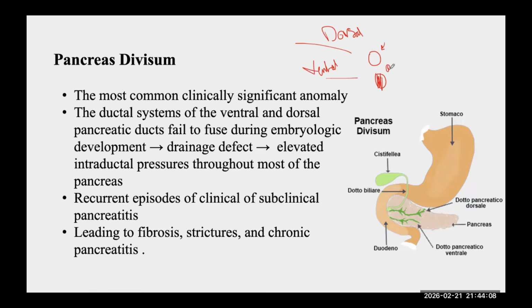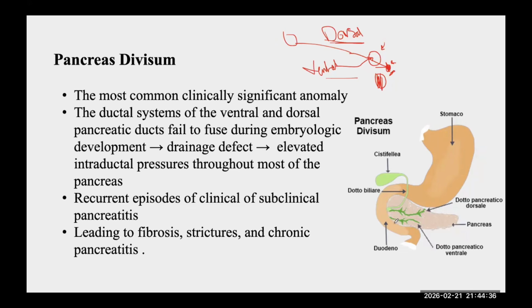And then there is the minor papilla, which is present in everyone, but the amount of secretions drained here is much, much smaller. Now, if this fusion does not happen, the problem is this dorsal duct will start draining into the minor papilla and the ventral will start draining into the major. And I just told you that the dorsal drains the majority of the pancreas. So now you're stuck with the majority of secretions going into this very small opening. So it's like there's a functional obstruction.